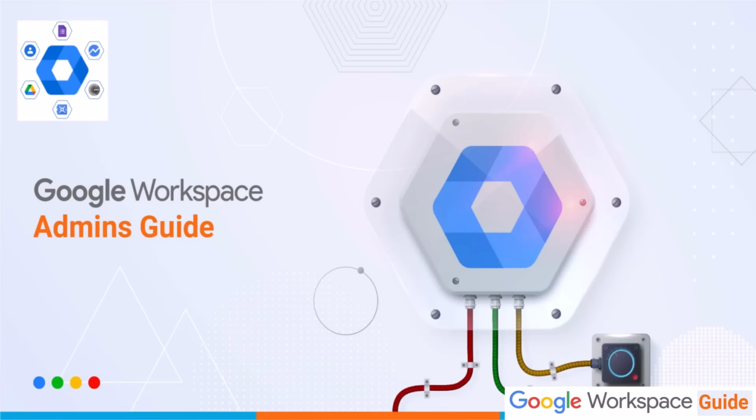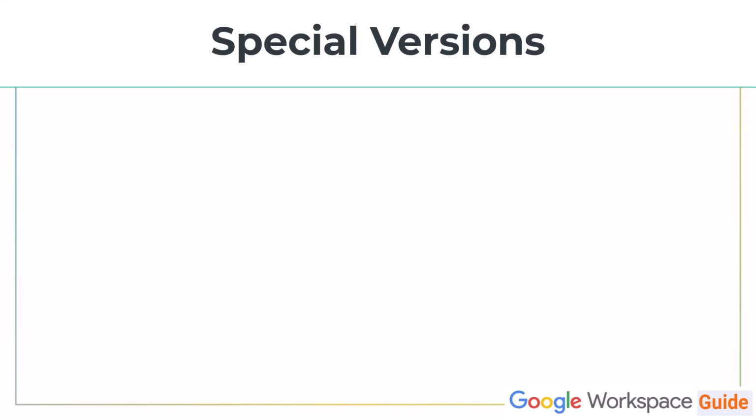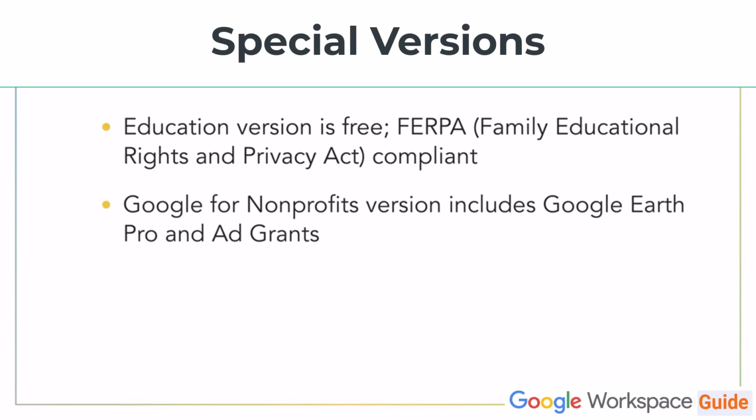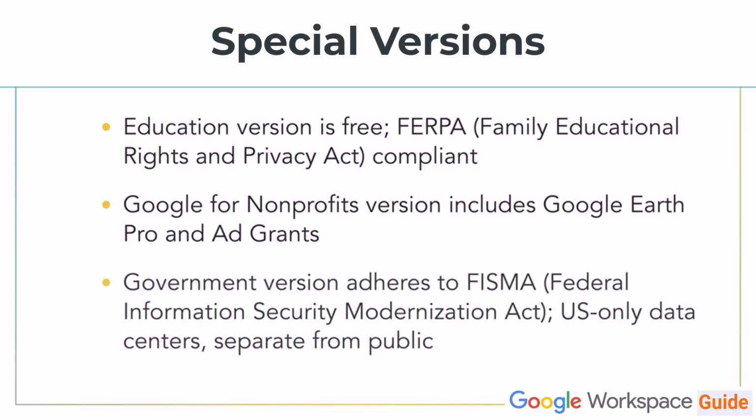Specialized versions of Workspace are also available for other types of organizations to match their specific needs. Workspace for Education adheres to the privacy standards outlined in the Family Education Rights and Privacy Act and includes productivity tools geared toward teaching and learning. Workspace for Nonprofits includes features like ad grants and access to Google Earth Pro. Workspace for Government adheres to the Federal Information Security Management Act standards and offers the data security and privacy protections to comply with government data security requirements, including multi-factor authentication, double encryption, and advanced password protection controls.